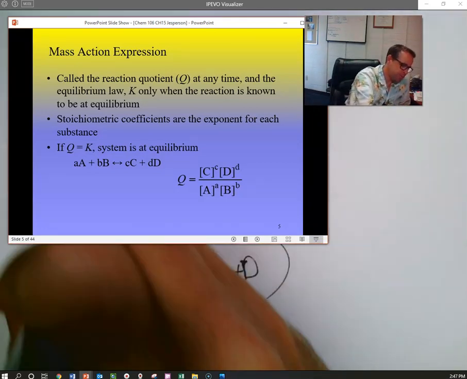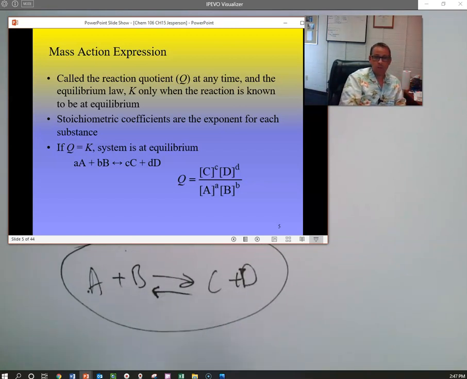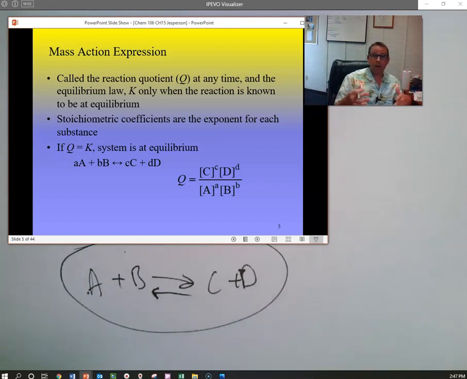I'm showing it to you. There it is. This says if you put A and B in a box, in a fixed container, then A and B will react and begin to form C and D. C and D, because of the reverse arrow here, will begin to react, and C and D again will begin to react and form A and B again.